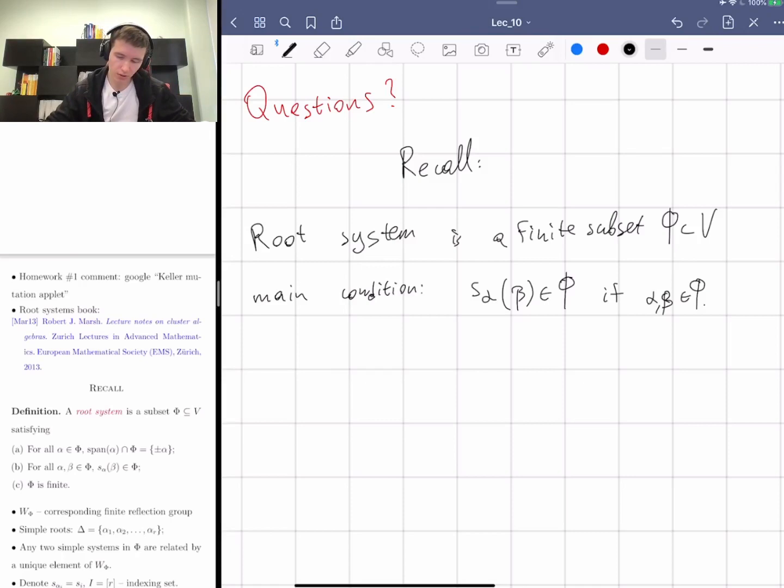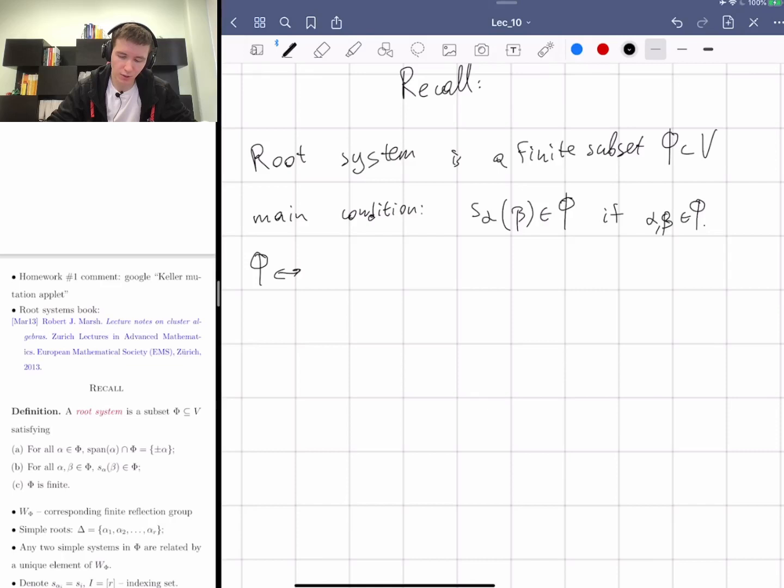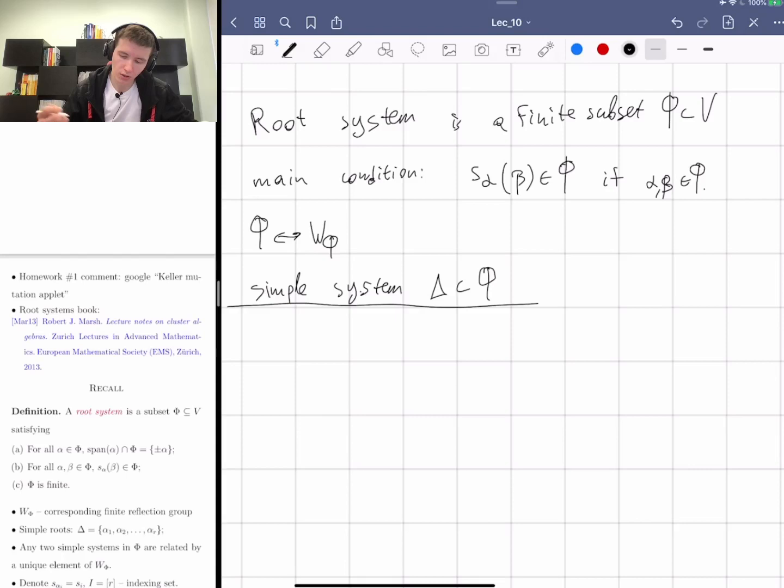Given a root system, last time I also explained there is a correspondence between root systems and finite reflection groups, and also that you can choose a simple system Δ. No matter which one you choose, they're all related by the action of this reflection group. That's basically it for root systems. Now if I have a simple system given by roots alpha 1, alpha 2, up to alpha r, then r is called the rank of my root system. Remember these form a basis of V, so it's the dimension of the ambient space.